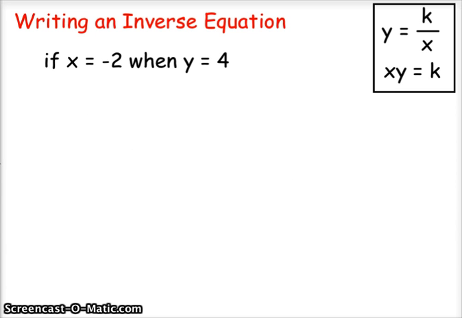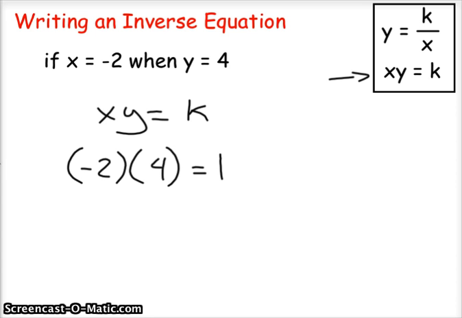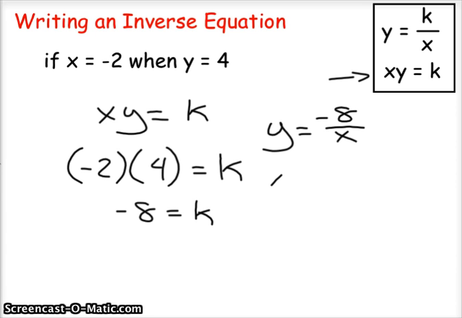Let's do one more example. In this case, we have some negatives involved. So if x equals negative 2 and y equals 4, I'll again take my simpler equation on the bottom, x times y equals our constant term. Plug in my values. X is negative 2 and y is 4. Negative 2 times 4 would be negative 8 equals my constant. So I'll now write my equation of y is equal to negative 8 over x, or x times y equals negative 8.